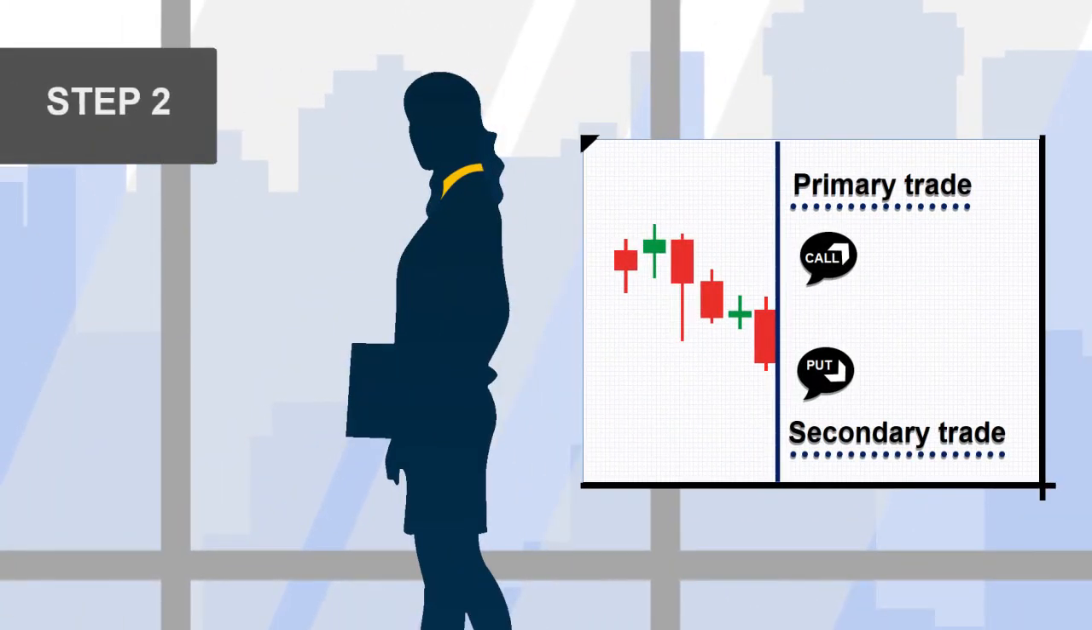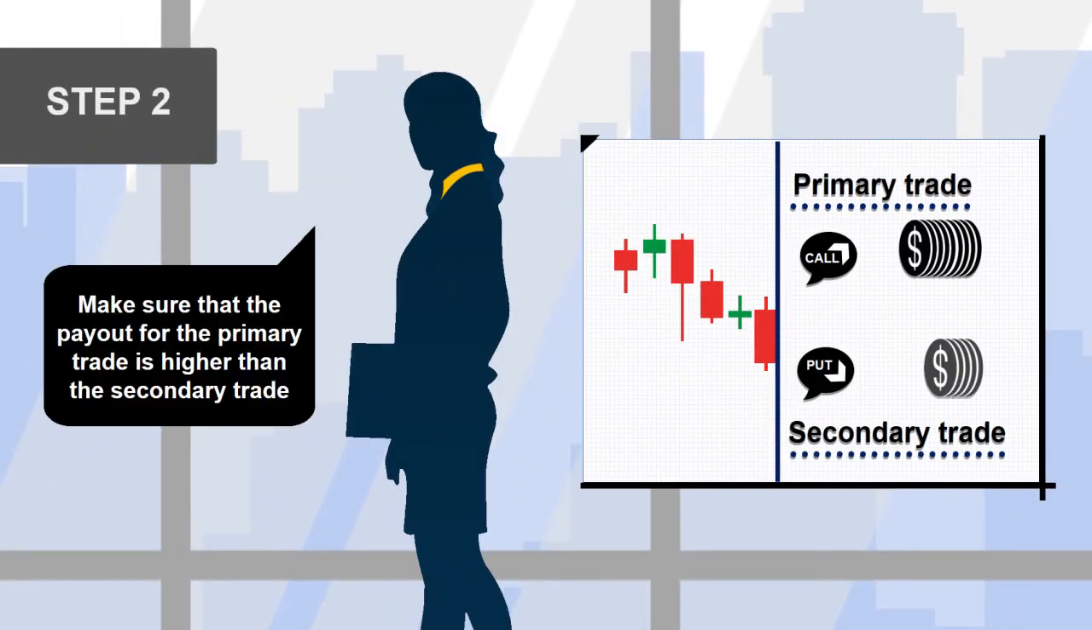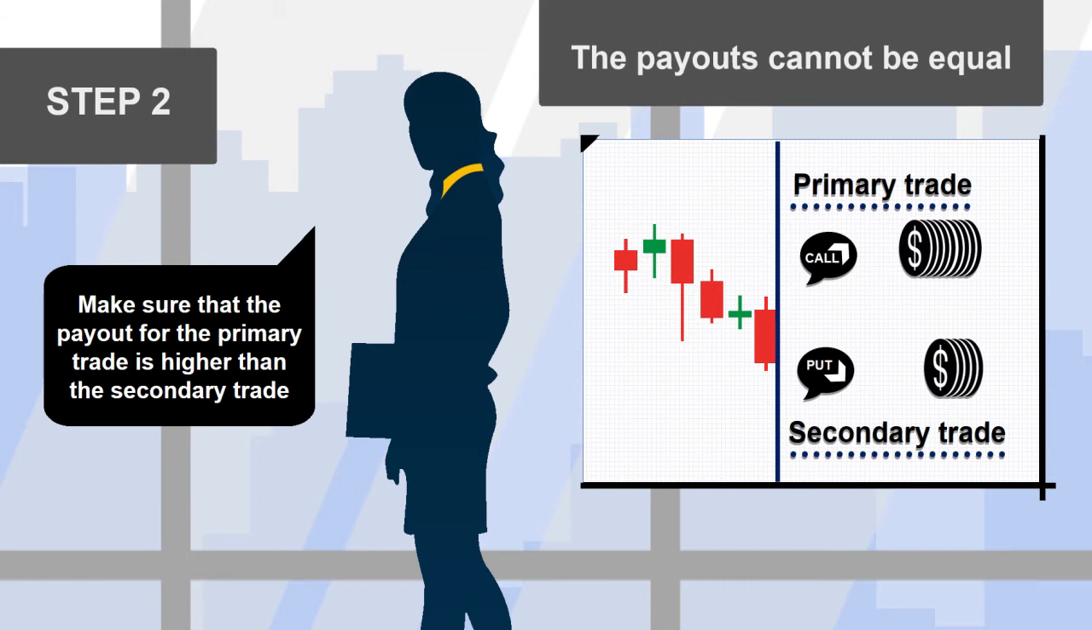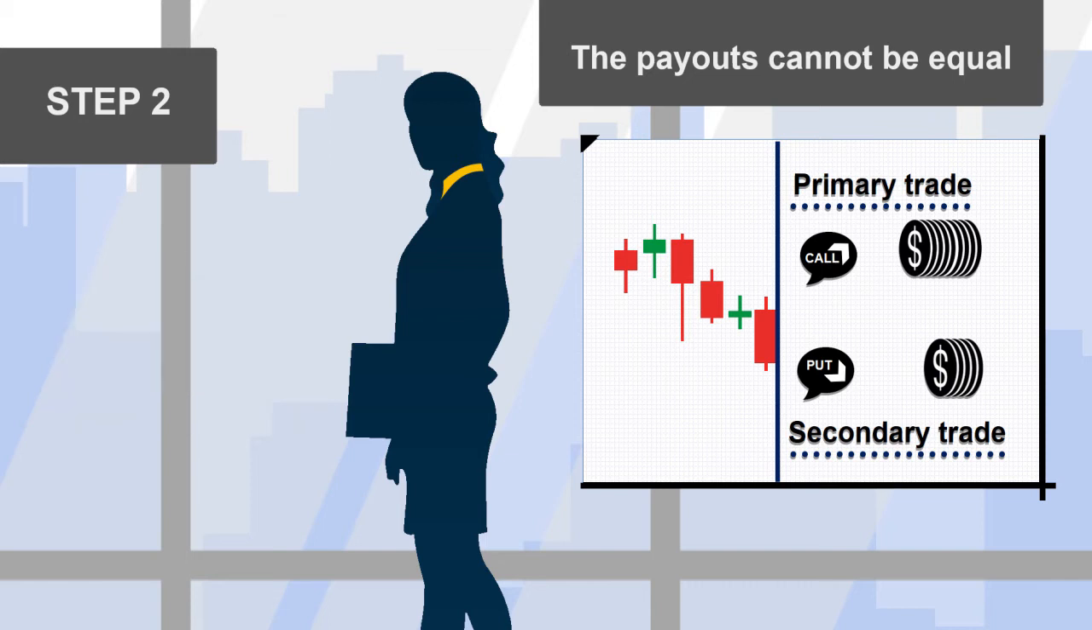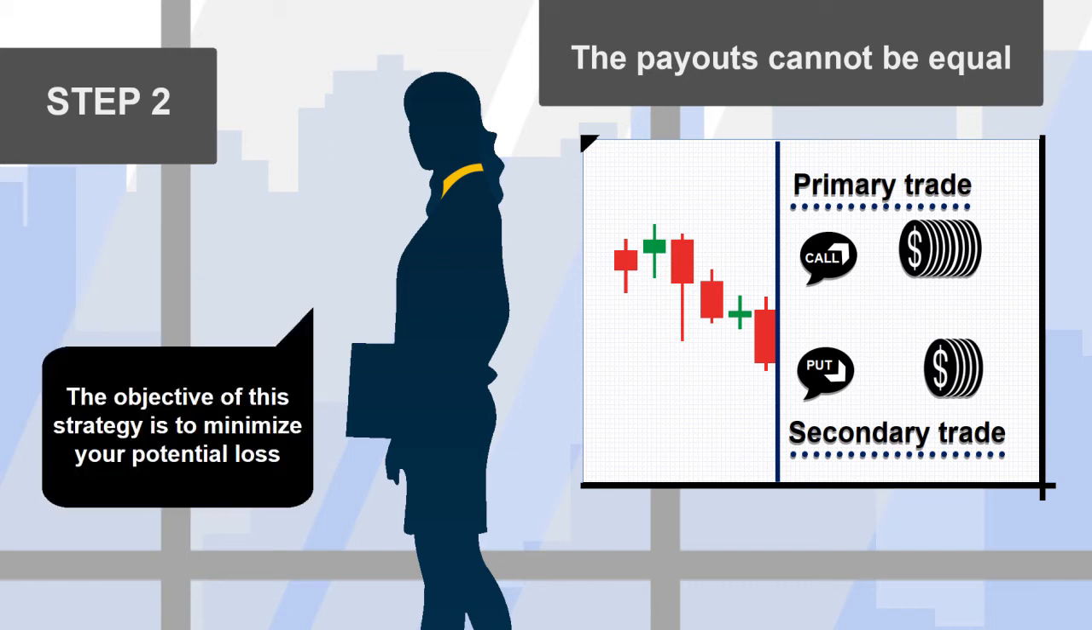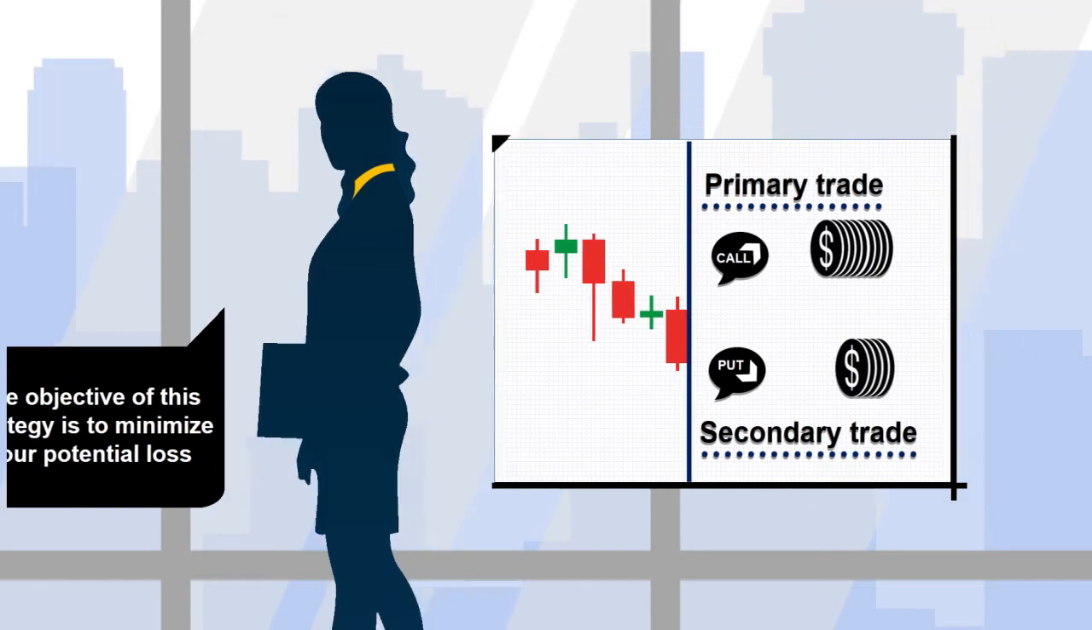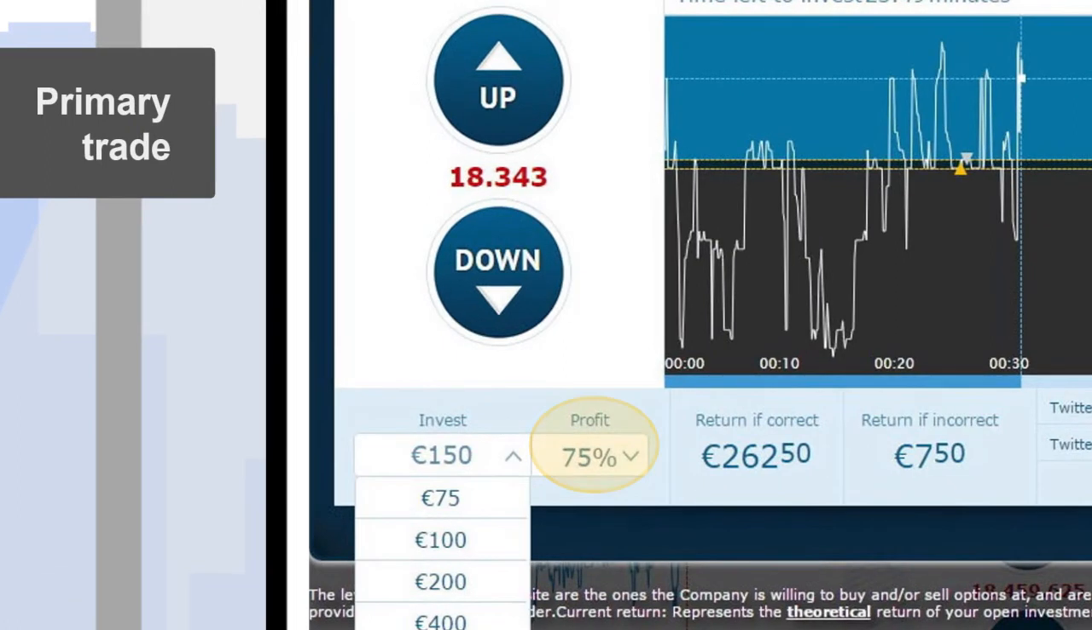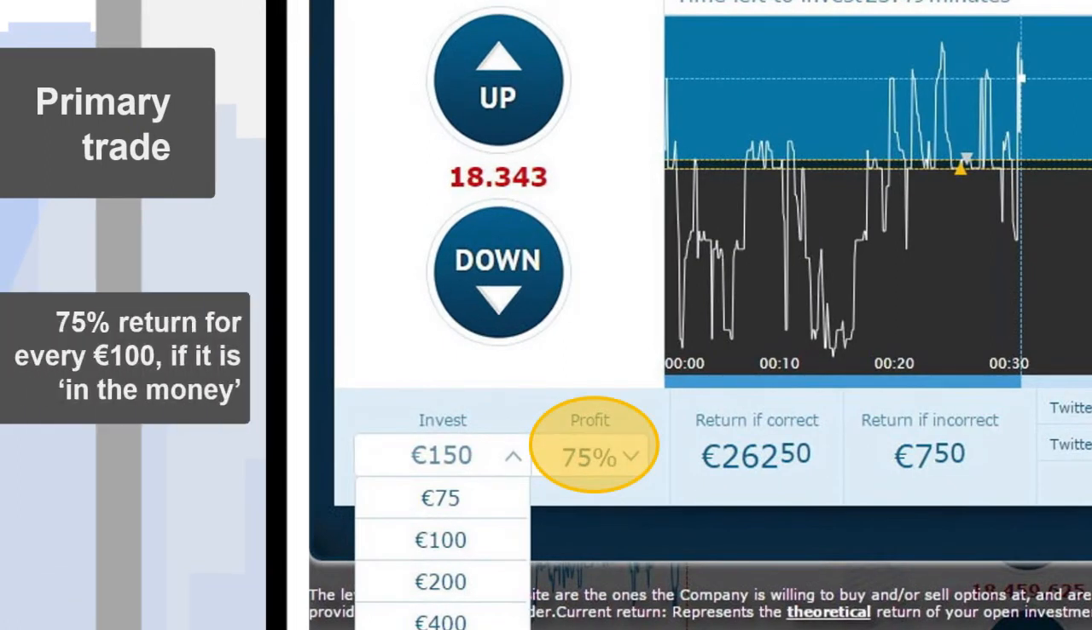Step 2. When executing the risk reversal strategy, always make sure that the payout for the primary trade is higher than the secondary trade. The payouts cannot be equal as well, as this will result in you incurring a loss whichever way the price moves. Remember, the objective of this strategy is to minimize your potential loss if the trade does not move the way you predicted. In our example here, we set the payout for the primary trade at a maximum payout at 75%.